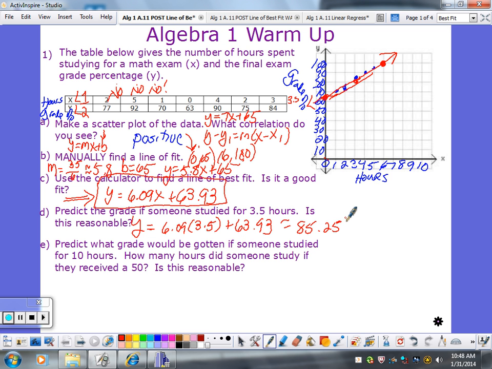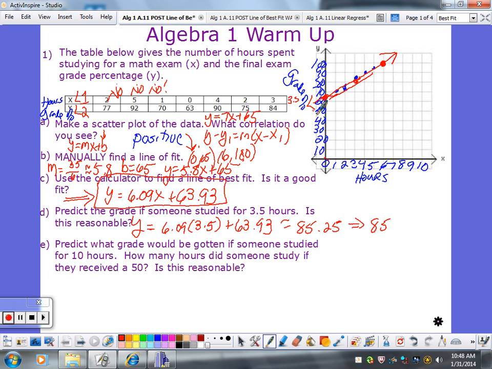Am I giving you an 85.25? Oh, no. That's very round. 85. Does that seem like a reasonable thing to predict based on these other grades? Yes. It's not a bad prediction. Does that mean when you take this test, that's what you're getting? No. It's just a guess. It's saying all things equal. If you study 3.5 hours, statistics say that's what you should get.